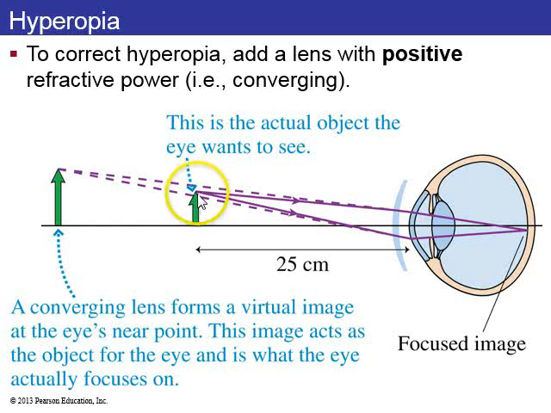So if you have a near object and a very weak but positive lens, this will form a virtual image behind the object, or further from the eye than the object. And it's set up so that the virtual image is further away from the eye than the person's actual near point. And that's what the eye focuses on, this virtual image.